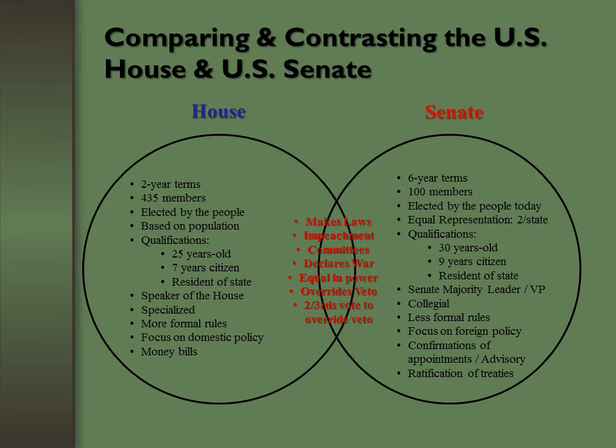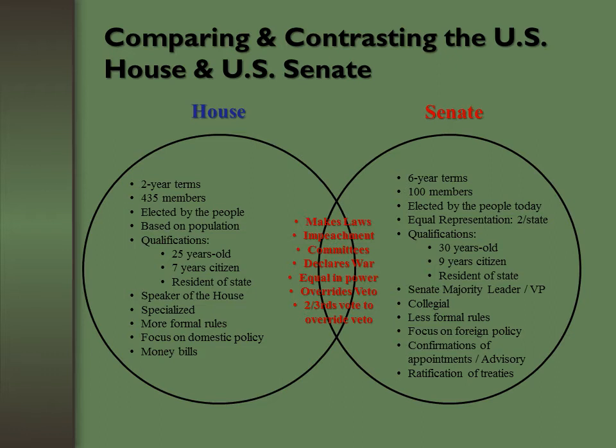Let's just look at qualifications real briefly. If you look at the U.S. House of Representatives, the U.S. Constitution stipulates that they have to be at least 25 years old. And if you think about that, that's not that old. They have to be 7 years a citizen of the United States and be a resident of the state. If you look at the qualifications of the Senate, they tend to be a little bit older. 30 years old, 9 years a citizen, and again, resident of the state as well.